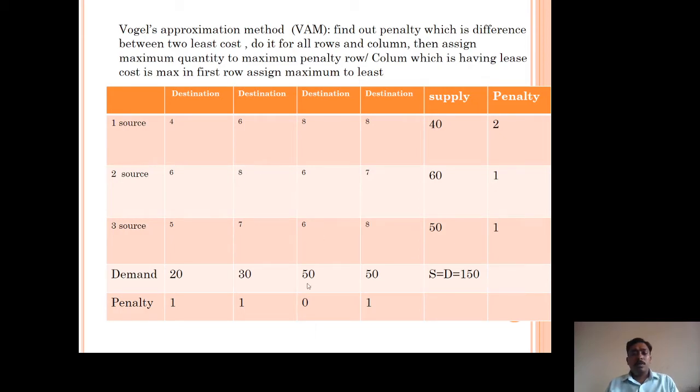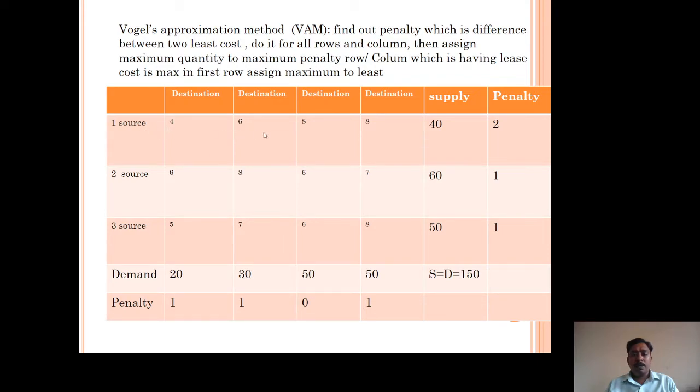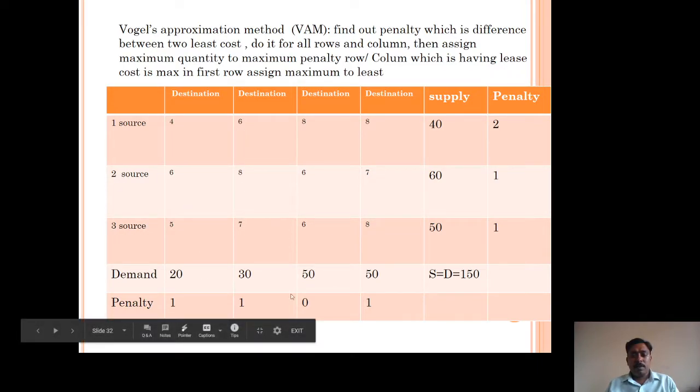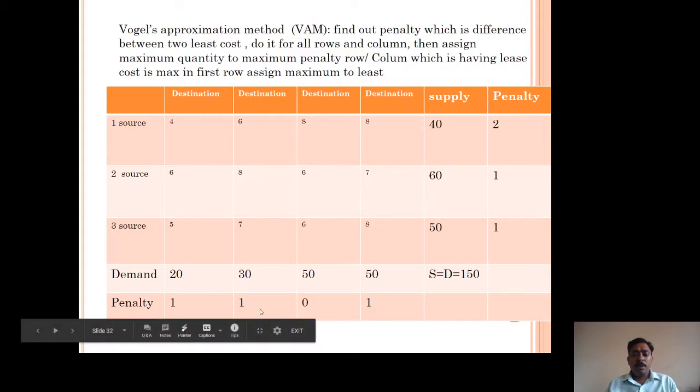So first calculate the penalty. Here I have calculated 2 rupees penalty, that is 6 minus 4. Then 7 minus 6, and for this row 6 minus 5, that is the difference between the minimum and next minimum. Column wise, 5 minus 4 is 1, then 7 minus 6 is 1, 6 minus 6 is 0, and 8 minus 7 is 1. So where should we allocate? We should allocate to this row, which has the highest penalty of 2 rupees. The remaining are 1, 1, 1 and 1, 1 here, and here it is 0.